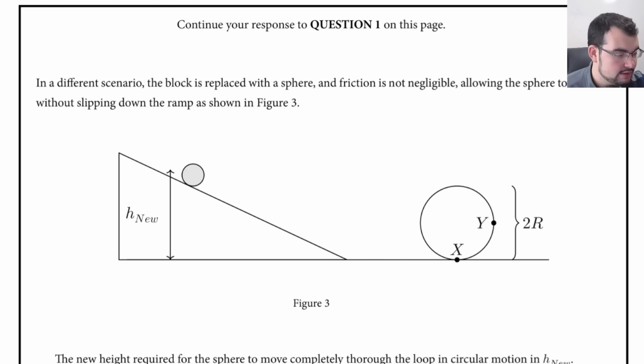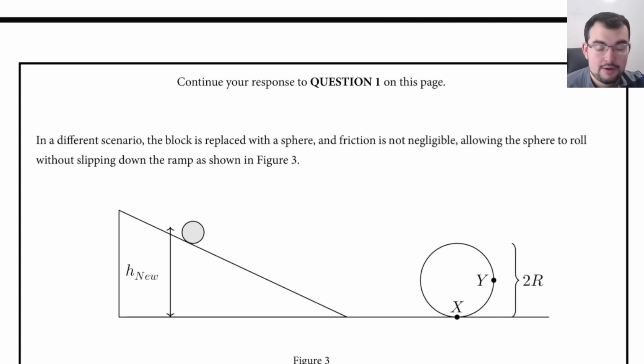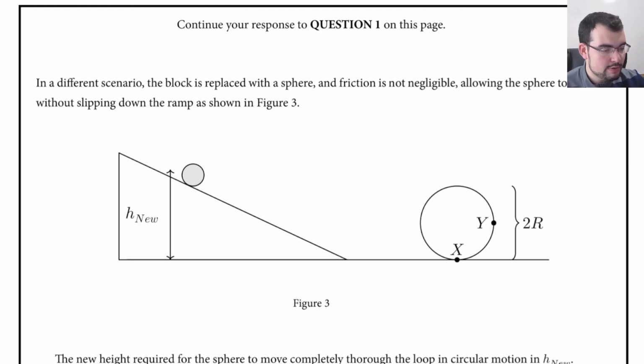All right, and then the part B of the MR for AP1 and AP2 is actually a claim. So it's sort of like, we change the scenario, or we give you a new scenario, and you've got to make a claim. So in this scenario, we replace the block with a sphere, and now there is friction, which allows the block to roll without slipping. The new height required for the sphere to move completely through the loop in circular motion is h nu.